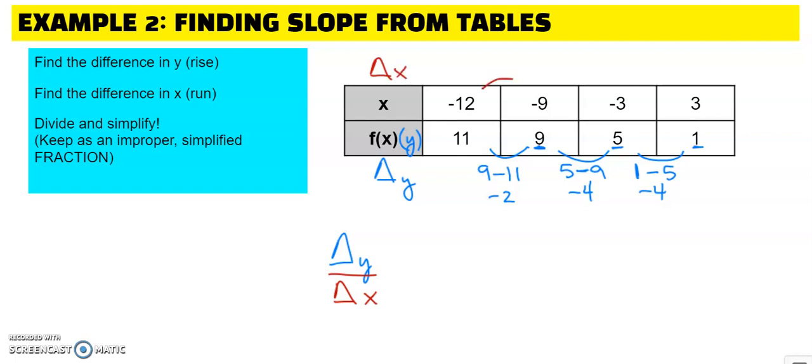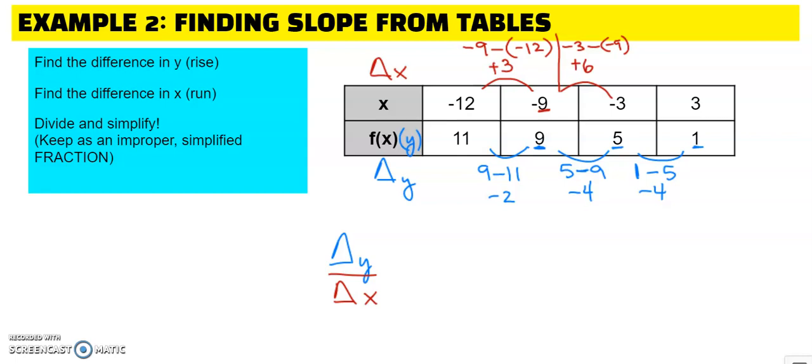Watch the process. -9 minus the previous, -12, is negative 9 plus 12, which is positive 3. Okay, and we do it again. Negative 3, let me block that off, minus the previous, negative 9, which is a double negative: negative 3 plus 9 is positive 6.